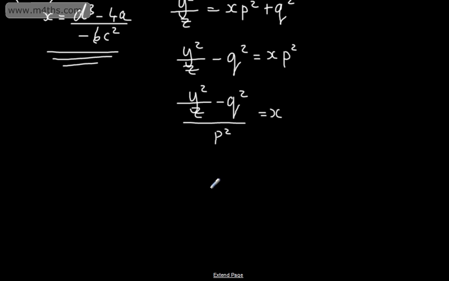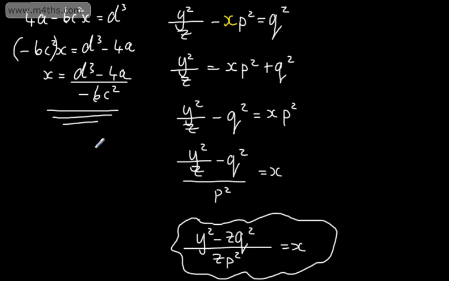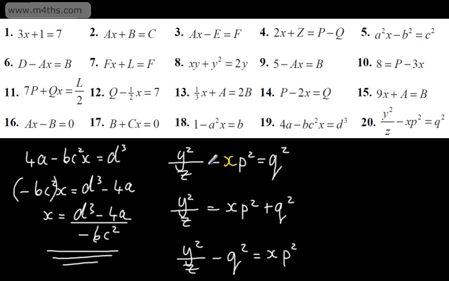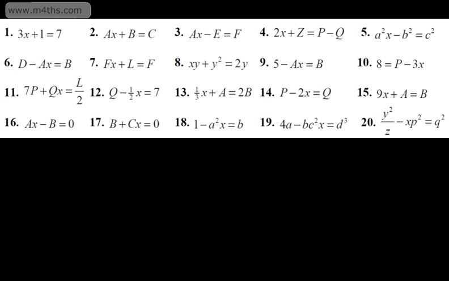And as stated, if you really wanted to tidy this up, we could multiply the numerator and the denominator by z. So y squared minus z q squared all over now z p squared, if you wish. That would not be expected necessarily. I just think it looks nicer like that. I suppose by the time we're 30 odd minutes into this, I'm sort of assuming a certain level of understanding from there. Right, let's see what else we've got.